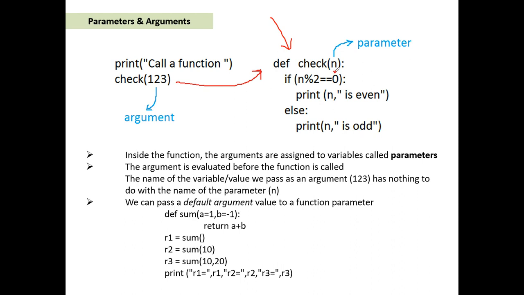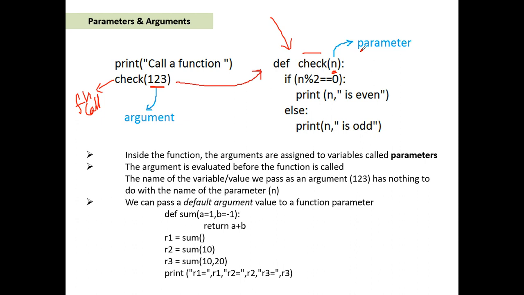What is the purpose of this variable? This variable is going to hold the data that will be supplied to this function when it is called. This is the function call, right? During the function call, whatever data we are passing is going to be stored in this variable. This variable is called a parameter.